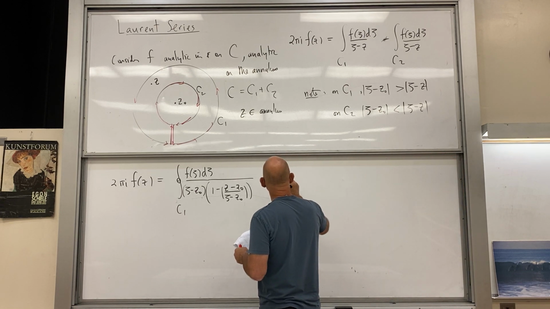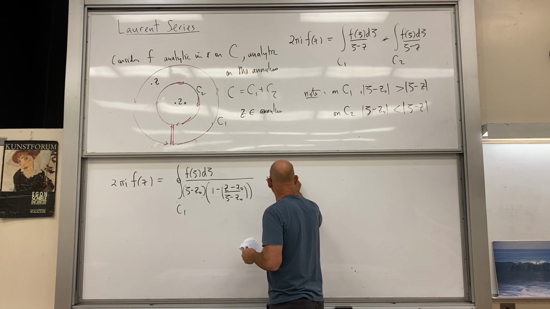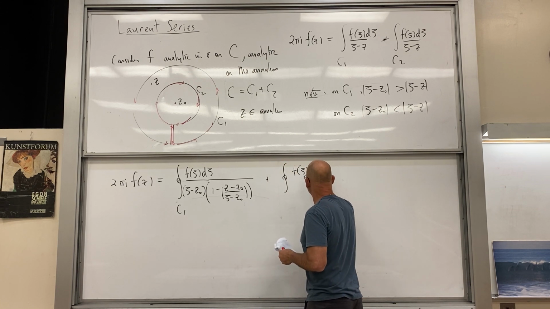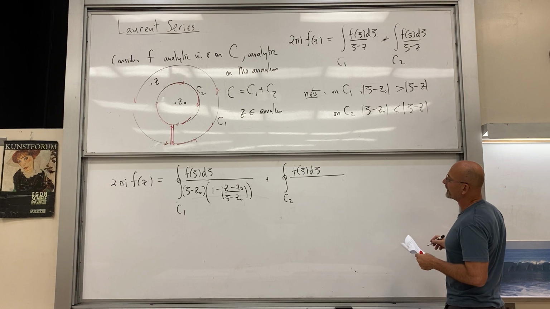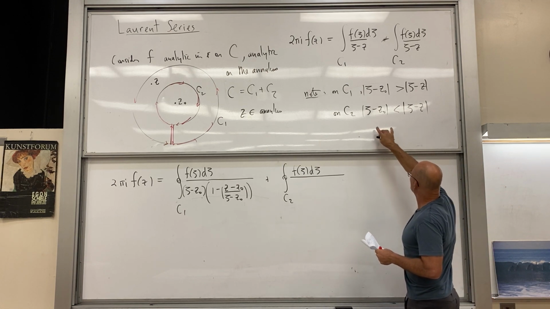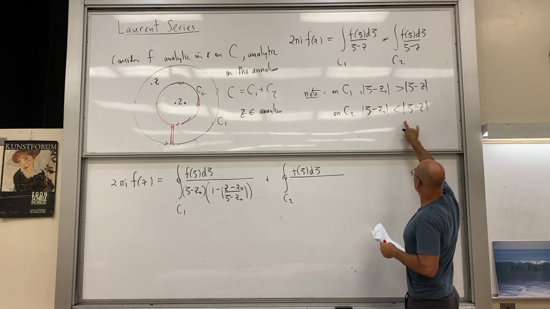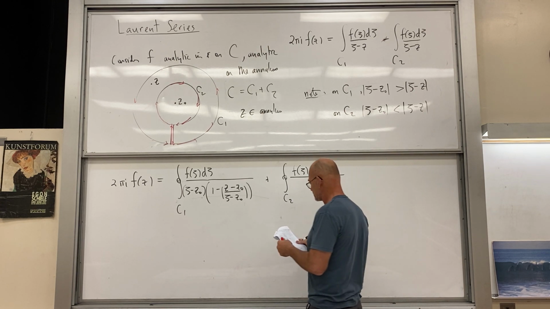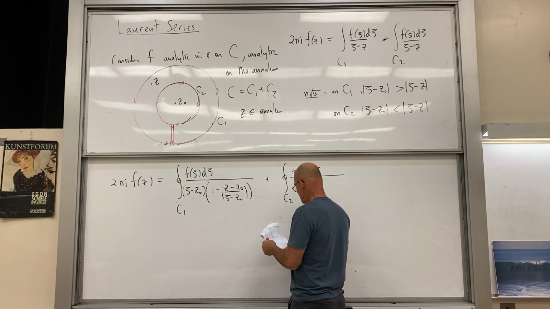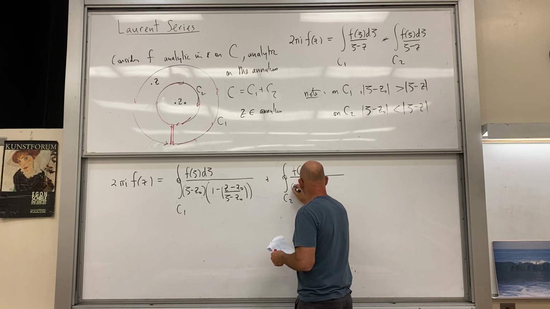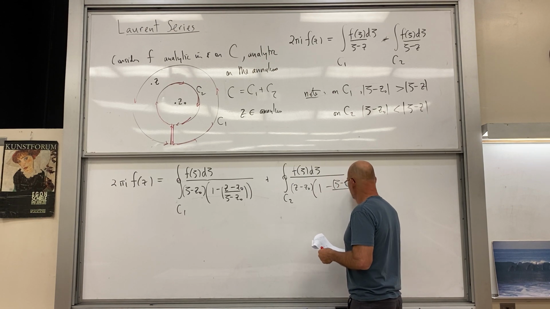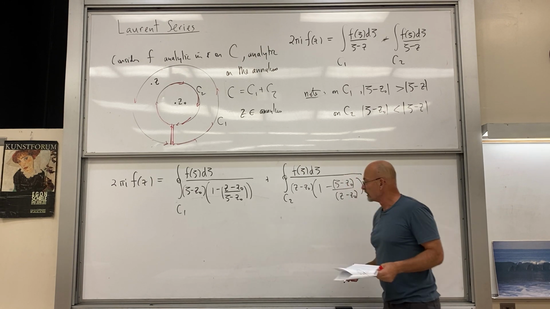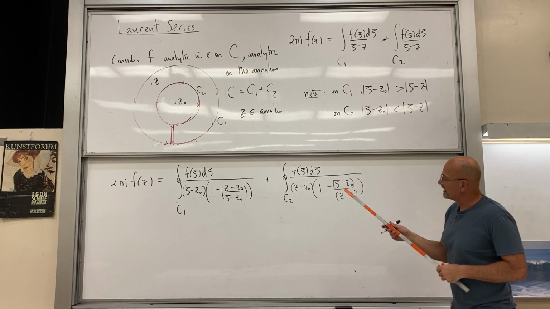For c sub 2, the integral of f of zeta d zeta over c sub 2. Right, I have to have the other one in the denominator, this one, because it's larger now. Yeah, note the difference there. So I write z minus z sub 0 times 1 minus (zeta minus z sub 0) divided by (z minus z sub 0). And that's c sub 2. Yeah, so make sure you see this.